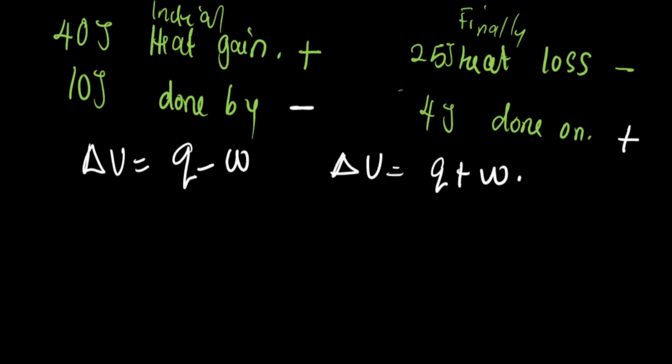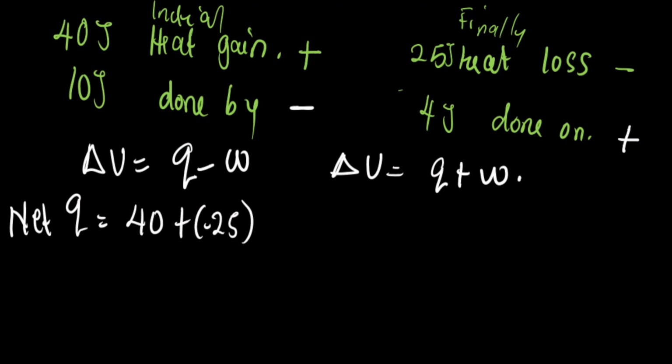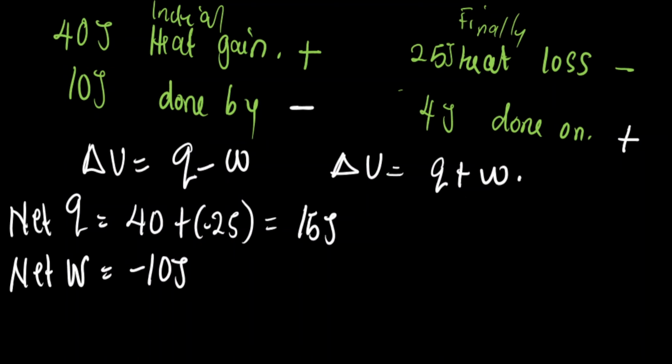In that regard, a way to solve the question would be first to get the net heat. Okay, so first get the net heat, which would be 40 plus negative 25 joules, which would give us 15 joules. Okay, then get the net work, which would be negative 10 joules plus 4 joules. Okay, this would give us negative 6 joules.